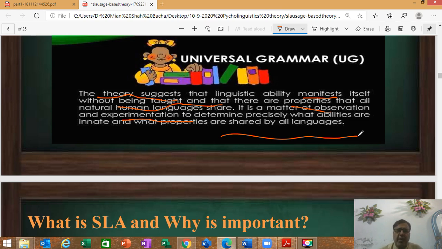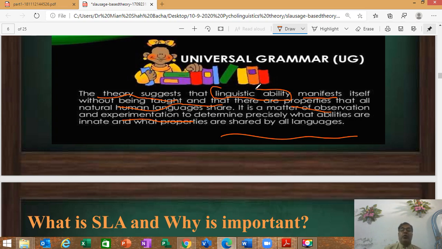I think you have to just look at this. This universal grammar theory tells that there is a capacity. There is some knowledge which is innate. There is linguistic ability, in simple terms, which manifests, which shows itself without being taught, and these are properties that all natural human languages share. You can see that this linguistic ability shows and manifests. We cannot see it, as we said in the beginning, that it is unconscious but potential.